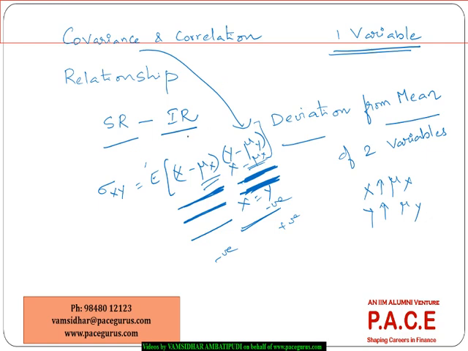And if there are more or less an equal number of ups and downs, so sometimes this is up, sometimes this is down, and sometimes when this is down, this is up, the expected value will be around 0. In that case, I can't come out with any kind of solid relationship existing between the deviations from the mean.